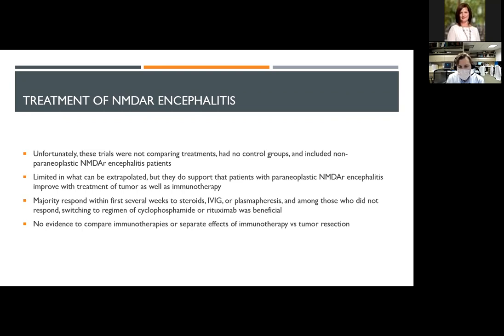The other thing we don't know from these studies is, for the patients that had tumors, nobody split them up into getting immunotherapy or not. So we really don't know how much of the effect is from the treatment and how much effect is from the treatment of the cancer. It's just not really clear. But it seems like both play a role in these patients.